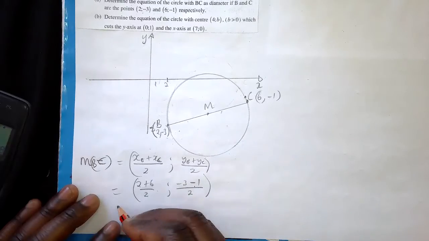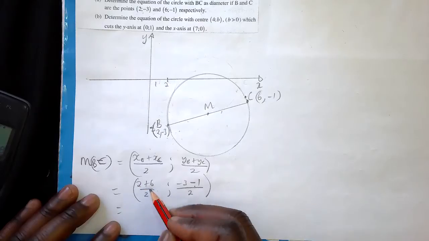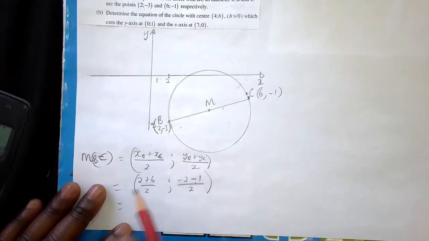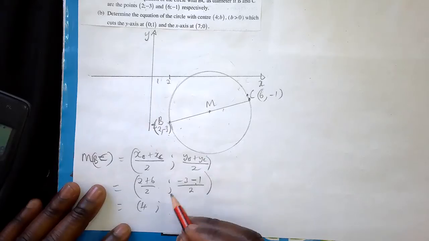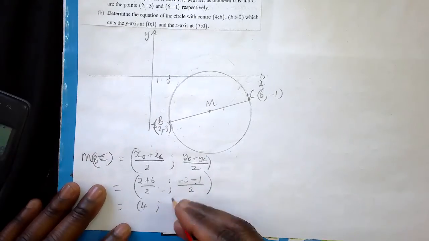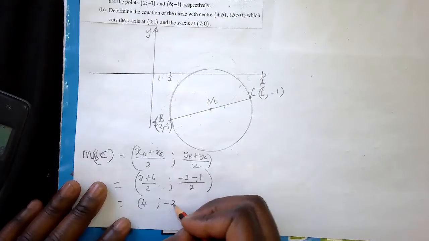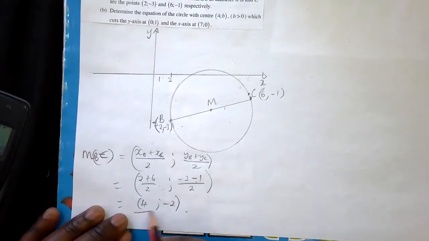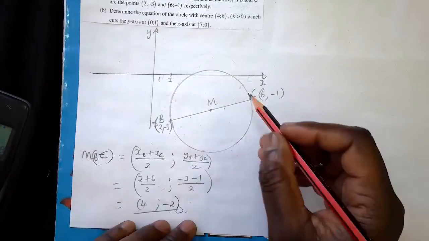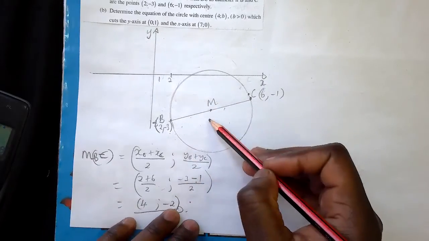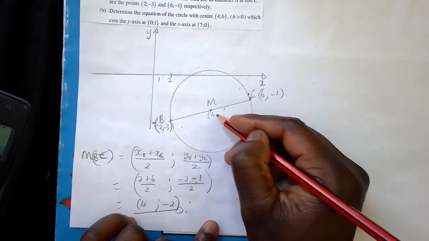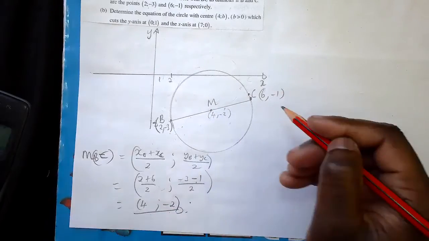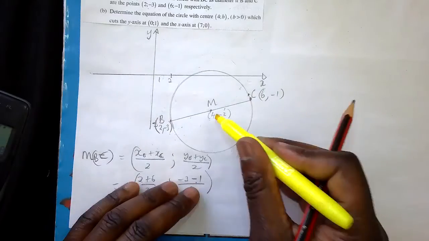Then what do we get here? 2 plus 6 is going to give us 8, divided by 2 is going to give us 4. Then negative 3, negative 1 is going to give us negative 4, divided by 2 is going to give us negative 2. So that's our center there. It becomes our center, which is 4 and negative 2.